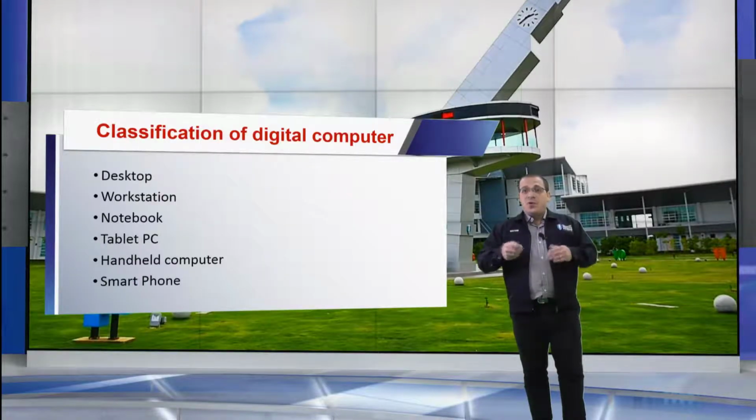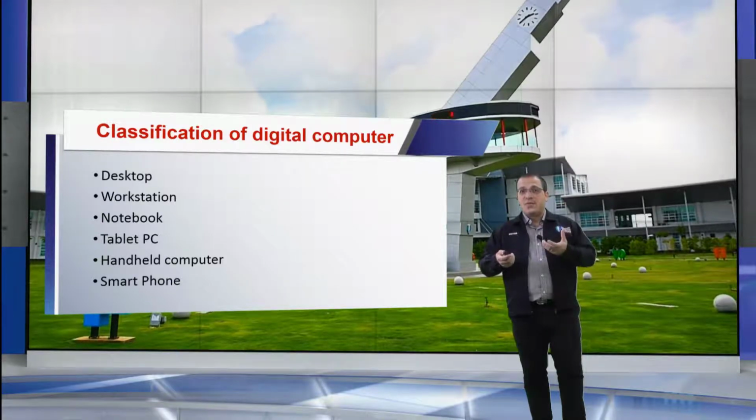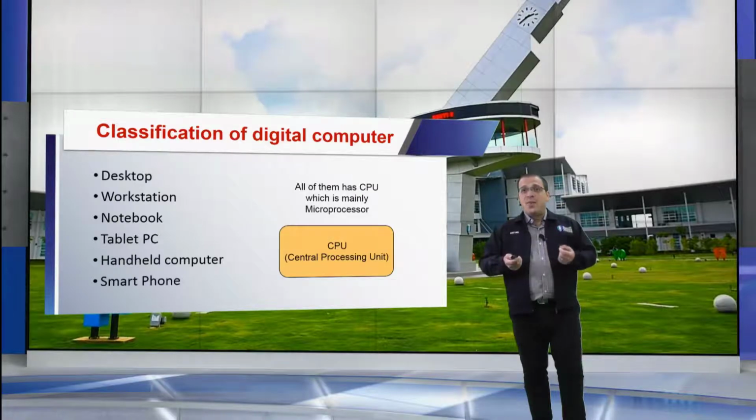If we speak about computers in general, we can classify them into desktops, workstations, which are more advanced, usually servers and so on, the notebook or laptop, the tablet PC, the handheld computer, which is a small computer, and the smartphone. All these devices are considered digital computers. What makes them computers is the ability to compute. The name computer comes from this ability to compute, from the central processing unit, part of which is the arithmetic and logic unit. All of them have a CPU, which is mainly a microprocessor.